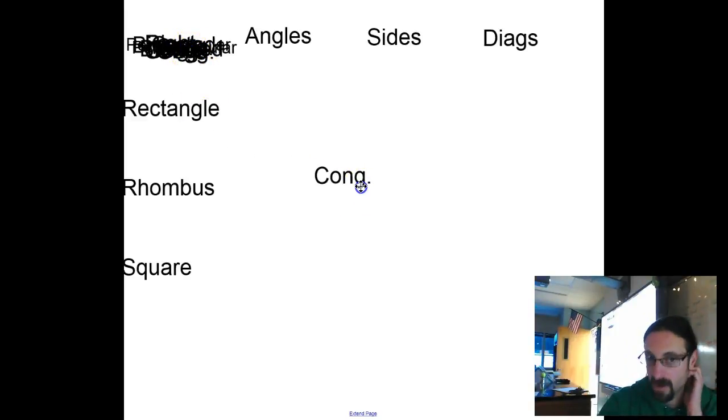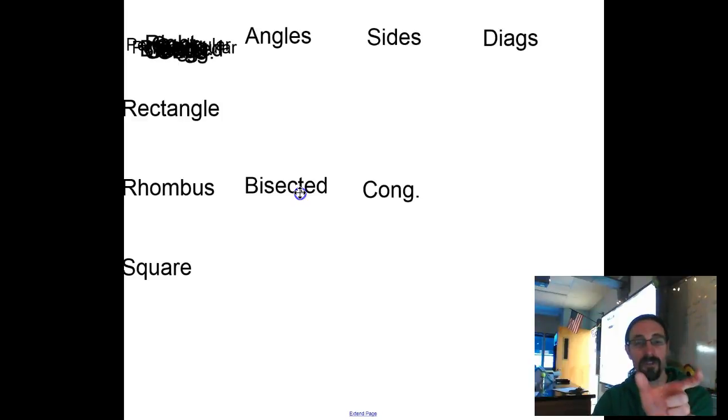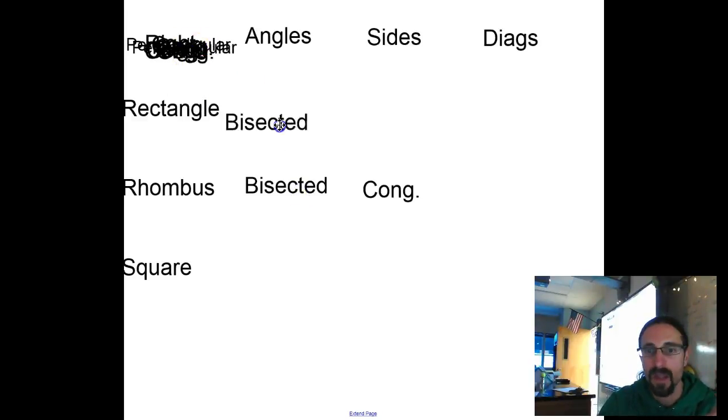It says congruent. Well, in a rhombus, all the sides are congruent. It has all the properties of a parallelogram. Opposite sides are congruent, but now we're saying all the sides are congruent. What else do we have in my mystery set of things here? Bisected. Oh, this is interesting. In a rhombus, the diagonals bisect the opposite pair of angles. So not only are opposite angles congruent, but they're bisected. What else? Bisected again. Well, in case you didn't know this, a square is both a rhombus and a rectangle.